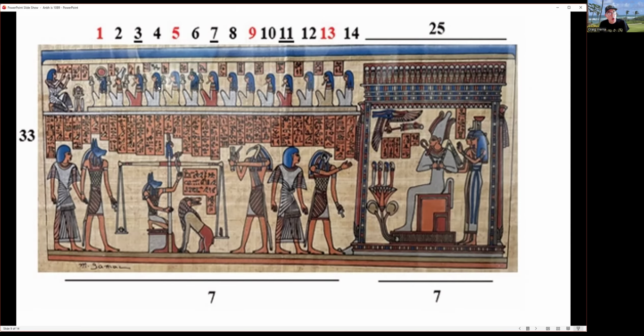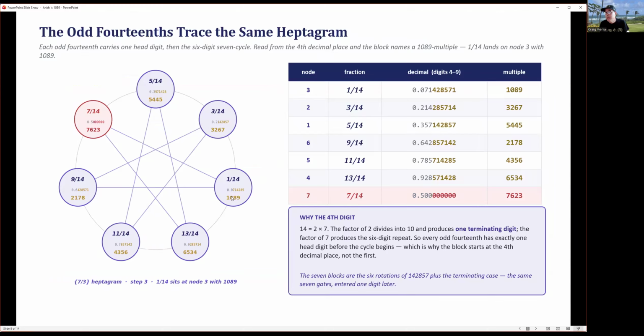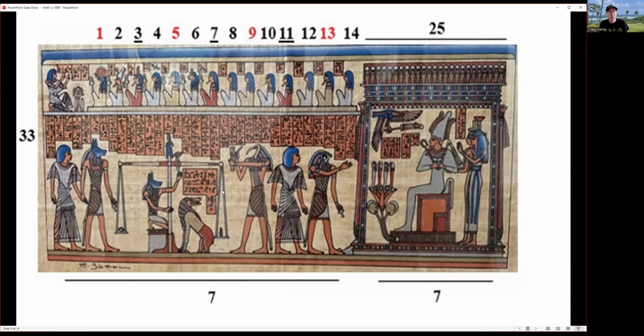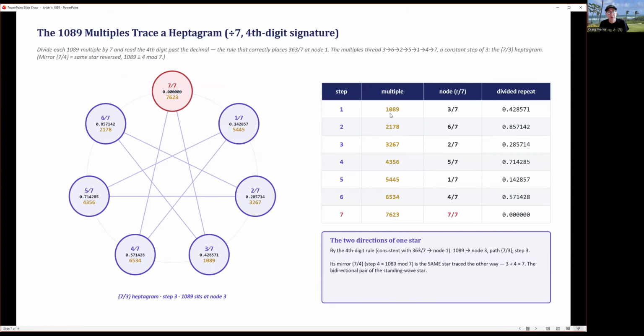Right here, so there's 7 ankhs. And right here on the very first initiate, there is the cosmic seed. Cosmic seed. 1/14, 1089. Let's go back. 1/14, 1089. Cosmic seed. 7 ankhs. 7623.